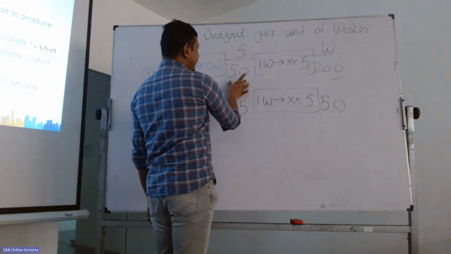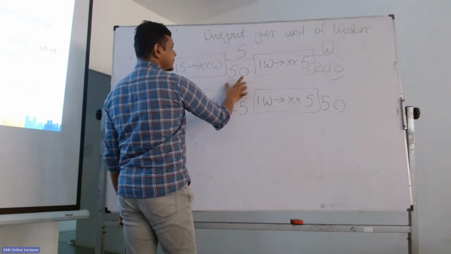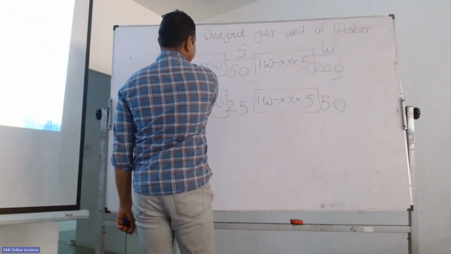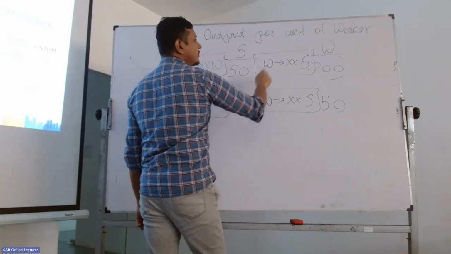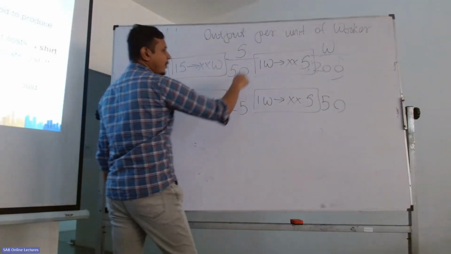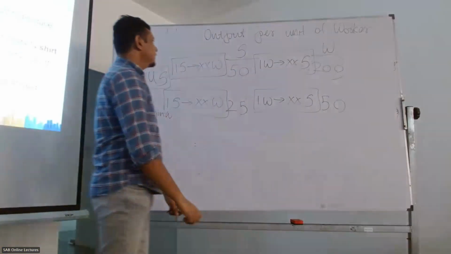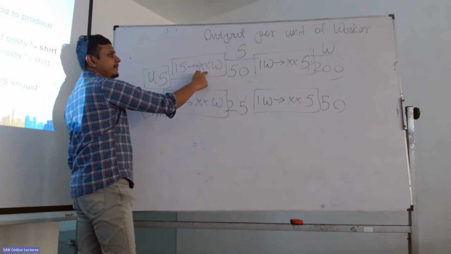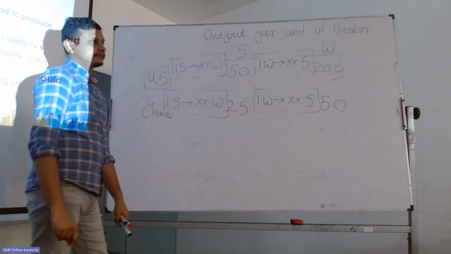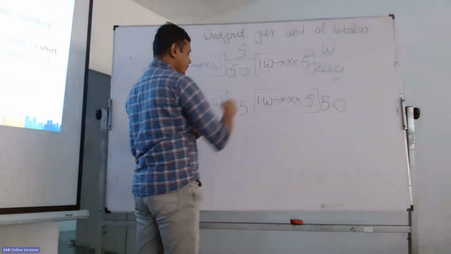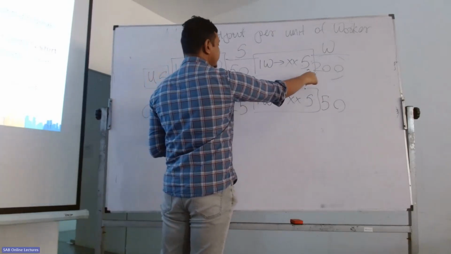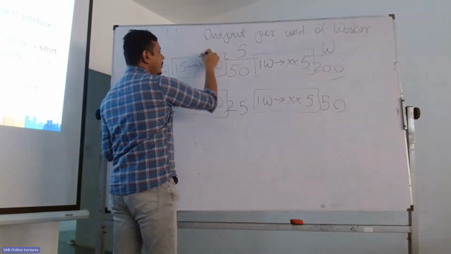The US can produce either 50 shirts or 200 bushels of wheat with 1 worker. With 1 worker, China can produce 50 shirts or 50 bushels of wheat. So to produce 1 shirt, how many bushels of wheat have to be sacrificed by the US? 50, 200. To produce one, the US has to sacrifice 4 bushels of wheat.